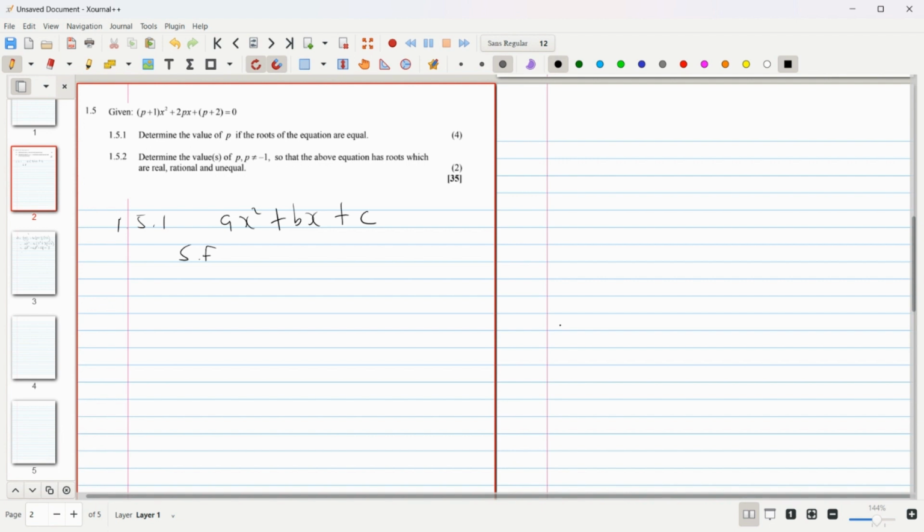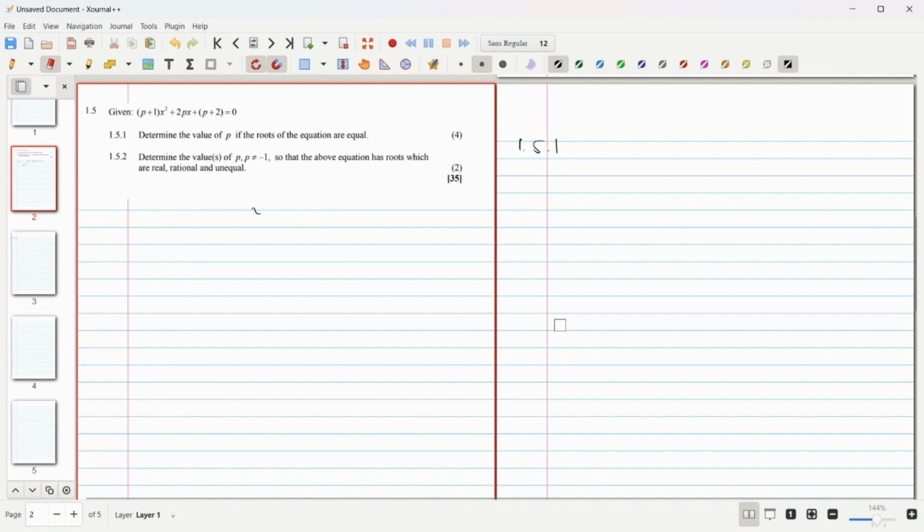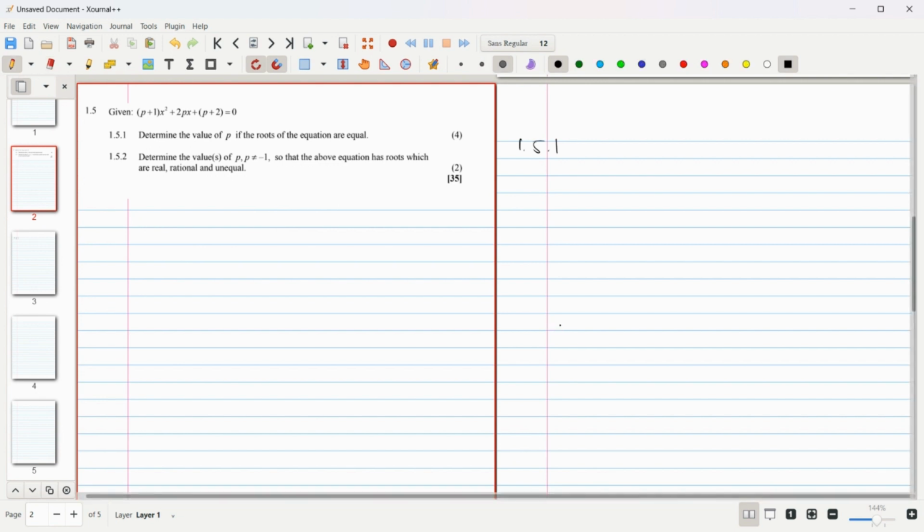So what we need to do is check the question that we're given here. Let me write it on this side. For 1.5.1, we need to determine the value of p if the roots of the equation are equal. To determine the roots of the equation which are equal, what do we need to do? We need to find the discriminant of this equation, and it has to equal 0. So for the roots to be equal, the discriminant has to equal 0.